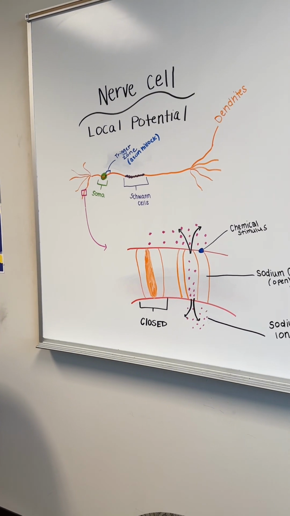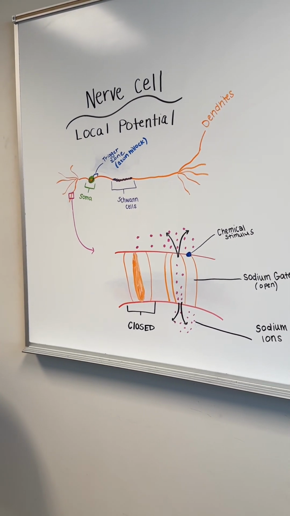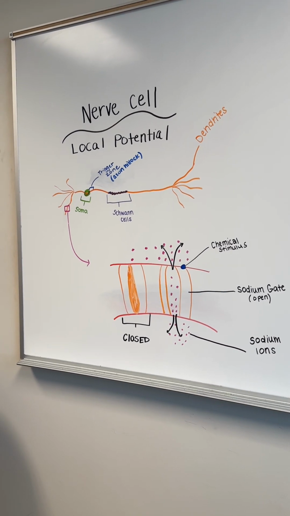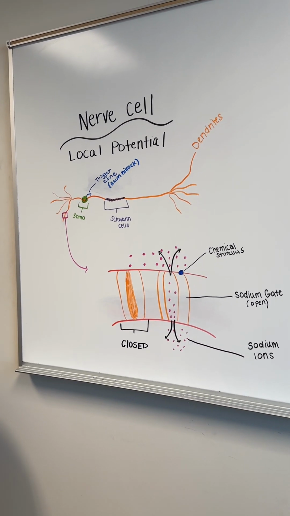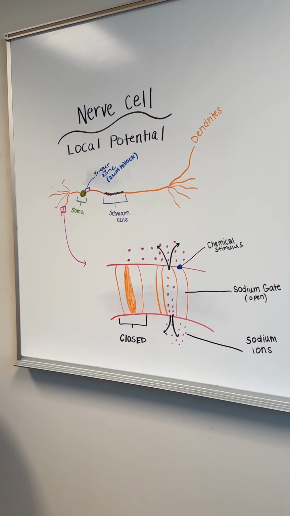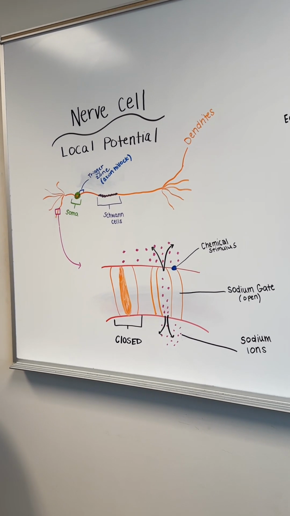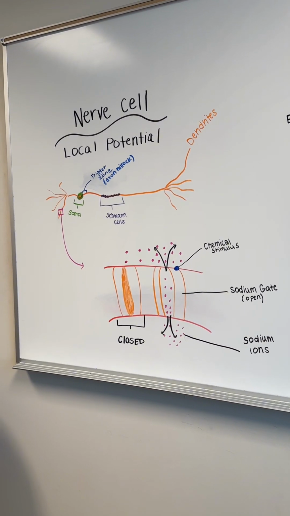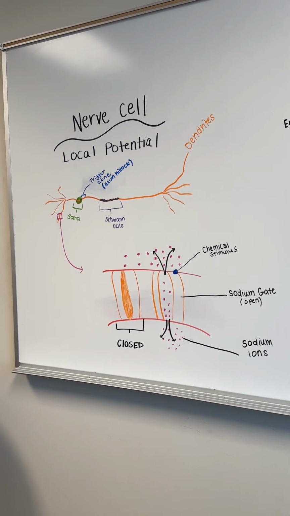And then local potential does have some characteristics, one of them being graded. The stronger the stimulus, the more sodium gates open, and the more positive the inside of the neuron becomes. And then the second would be decremental. The signal gets weaker the farther it spreads from the original stimulation point. So it doesn't travel very far when that happens.